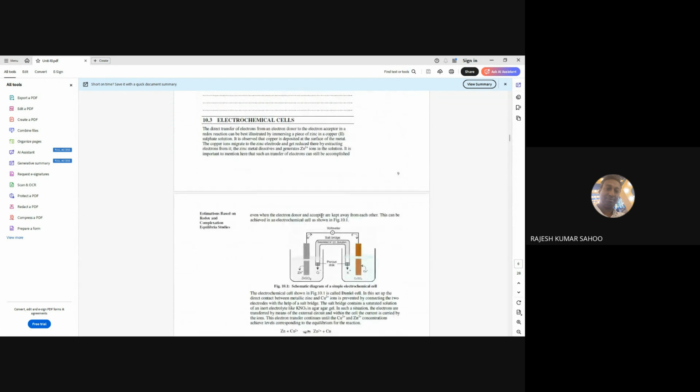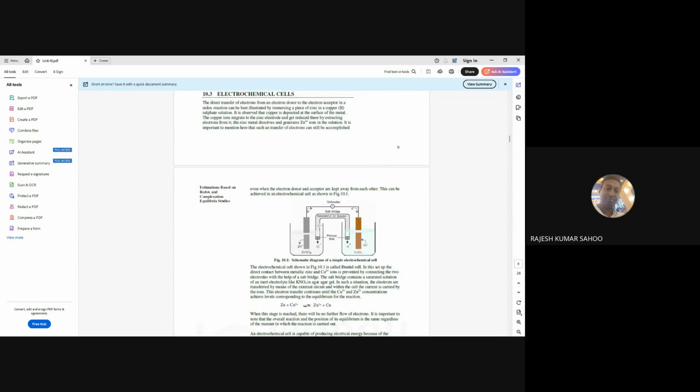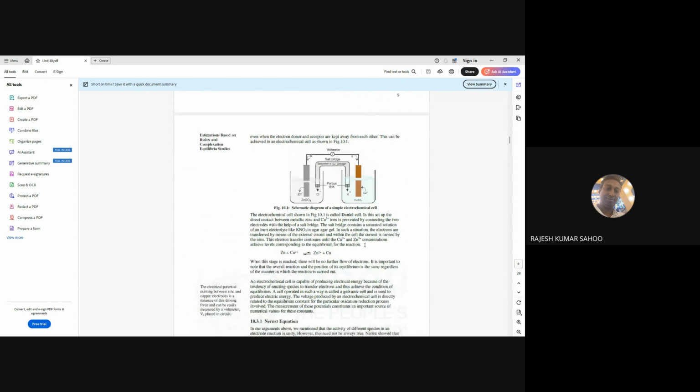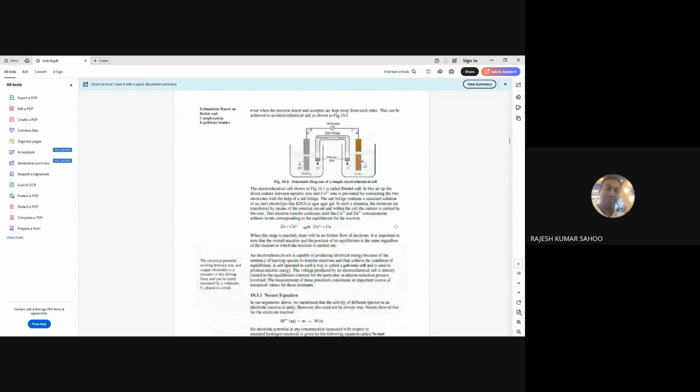Then electrochemical cell. Remember, an electrochemical cell is based on redox reactions. You can see here two beakers are there. Zinc electrode dipped in zinc sulfate, copper in copper sulfate. This is the salt bridge, and this salt bridge maintains the electrical neutrality of the solution. We have a voltmeter and things like these. So in this experiment, you can see zinc to zinc 2+ oxidation, copper 2+ to copper reduction. It is a complete redox reaction.